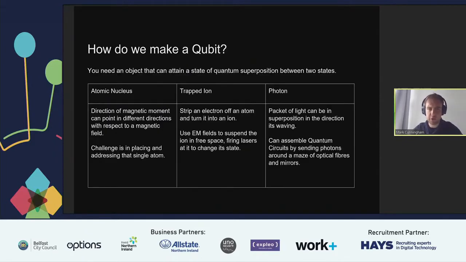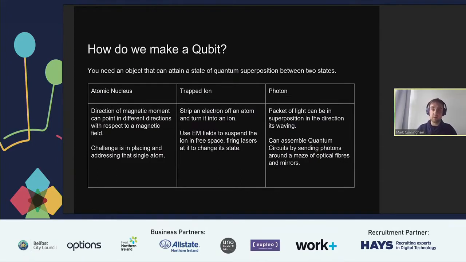So how do we make a qubit? What actually do we need to have? You need an object that can attain a state of quantum superposition between 2 states. These are some examples of what you can have. You can have an atomic nucleus where the direction of the magnetic moment can point in different directions with respect to a magnetic field. The challenge there is in placing and addressing that single atom to store a specific value.